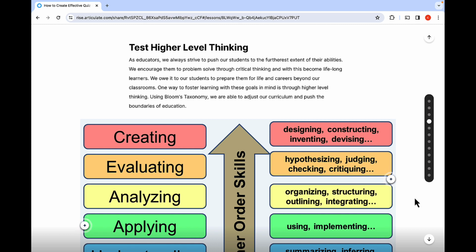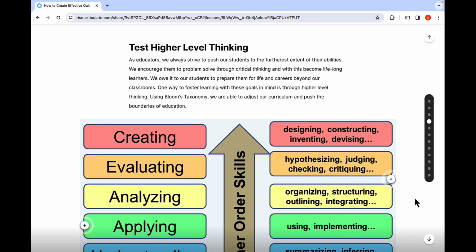Bloom's taxonomy provides a framework for categorizing educational goals and objectives, which is particularly useful in crafting questions that test higher level thinking. Instead of focusing solely on memorization and recall of information, questions can be designed to encourage analysis, synthesis, and evaluation.